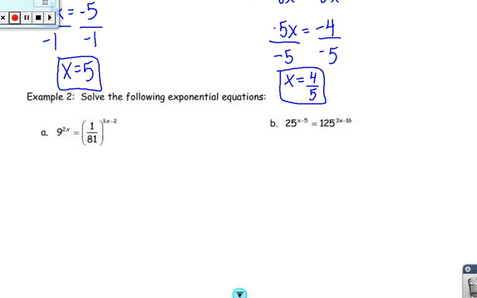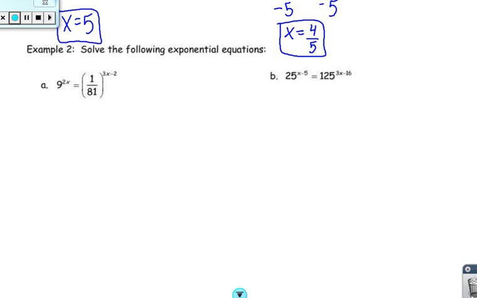Okay, let's try another one. 9 to the 2x equals 1 over 81 to the 3x minus 2. What do you know about 9 and 81? I know that 9 squared can make 81, so the left side would stay 9 to the 2x. 1 over 81. I said that 9 squared can make the 81, but since it's a fraction, my exponent needs to be negative. So 9 to the negative 2 makes 1 over 81, and then I have 3x minus 2.